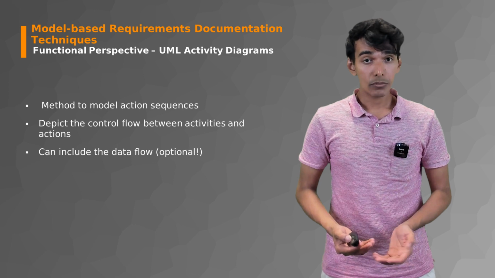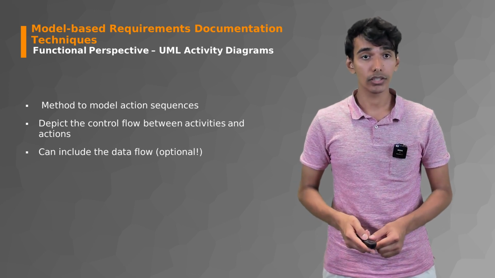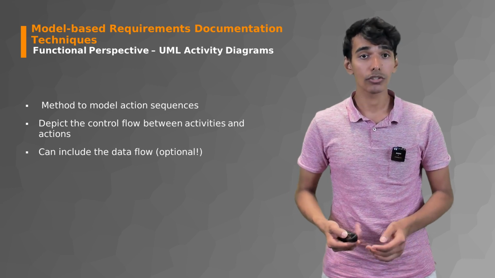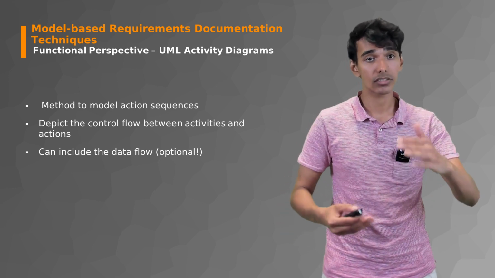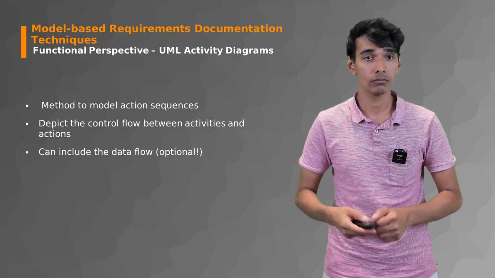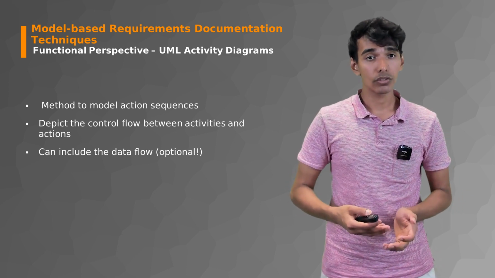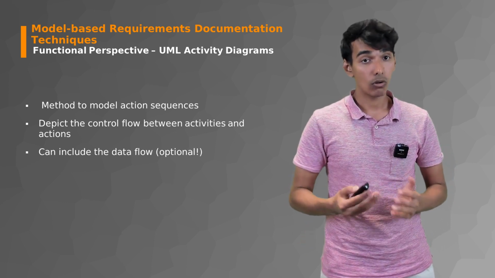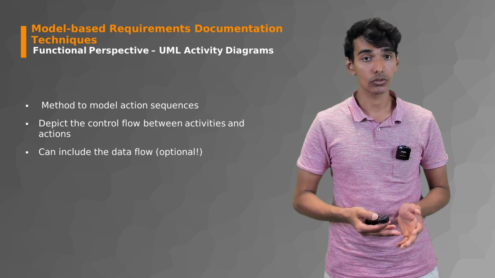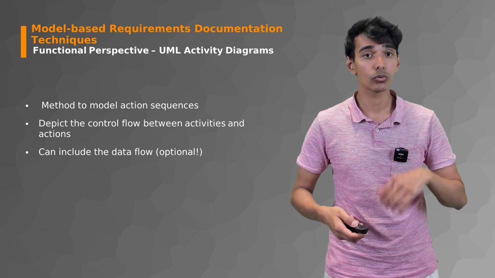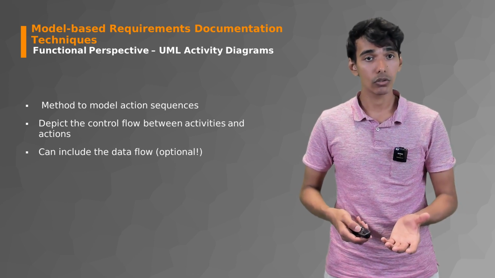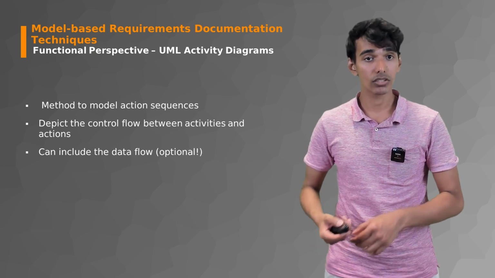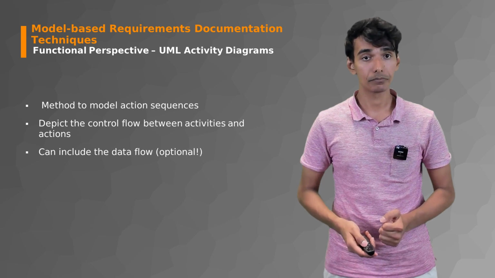UML activity diagrams are also used to model the functional perspective. It's basically a method to model your action sequences, so sequences of actions happening one after the other. It depicts the control flow between your activities and actions. It can also include the data flow. The data flow diagrams that we showed before show you which data is flowing between your different activities and actions, but activity diagrams do not always show you the data.